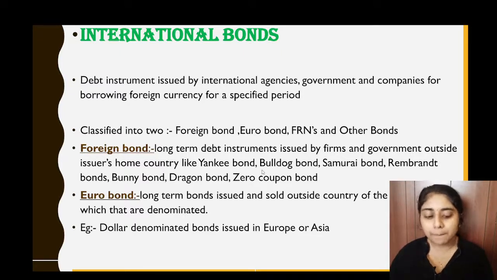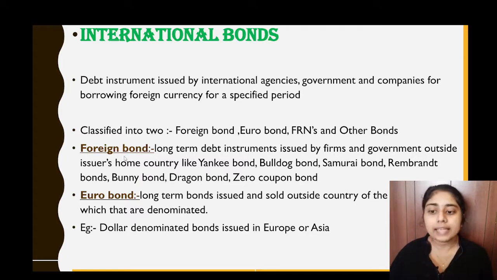Then comes the Bunny bond. This Bunny bond helps investors reinvest the interest amount into other bonds. Then comes the Dragon bond. Dragon bonds are issued in currencies like dollars, yen and other currencies to attract Asian investors. Then comes the zero coupon bond. Zero coupon bonds are bonds sold at a discounted value from the face value and redeemed at face value. Such bonds are known as zero coupon bonds. All these bonds come under the foreign bond.